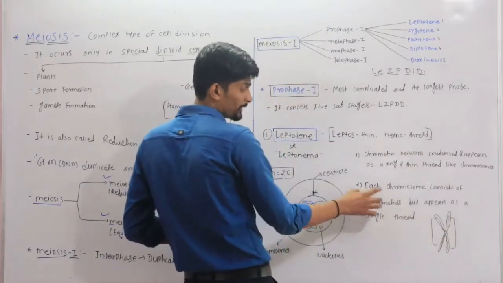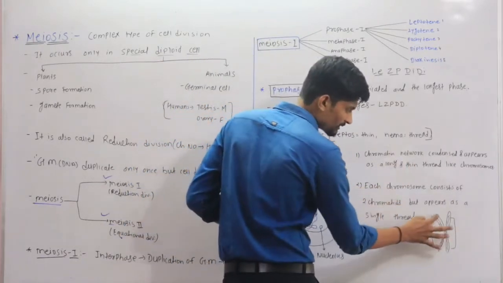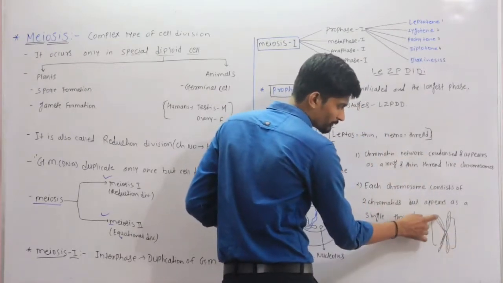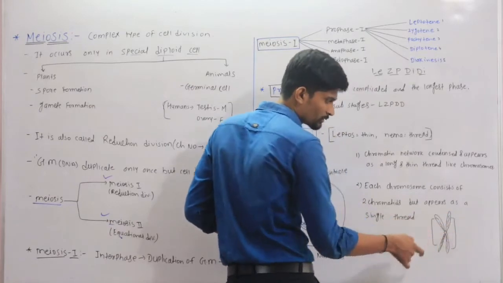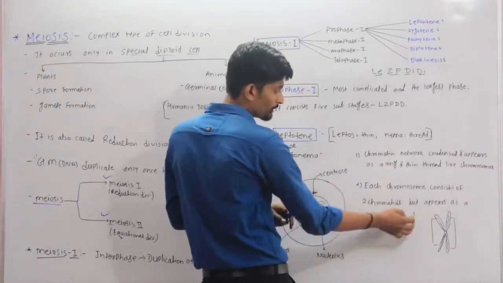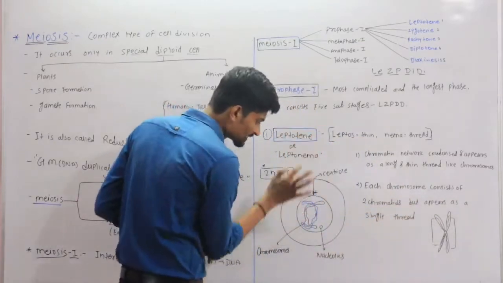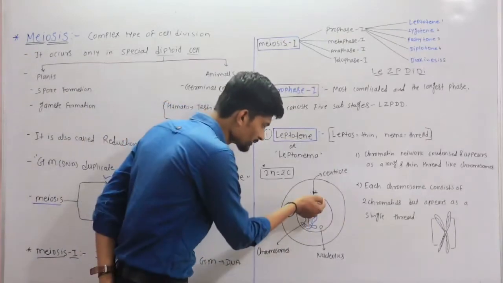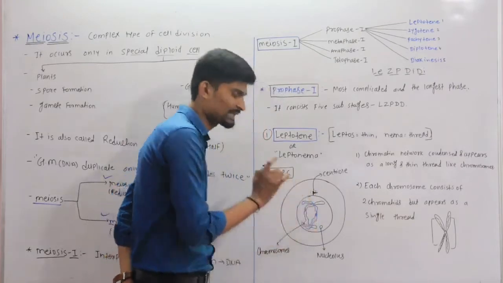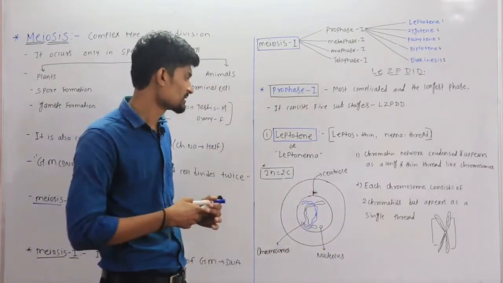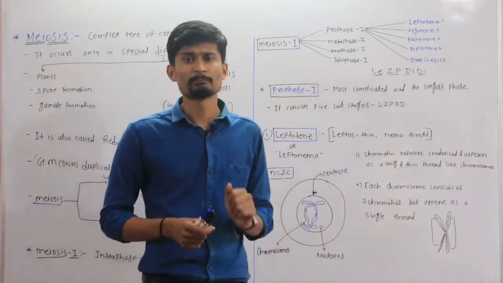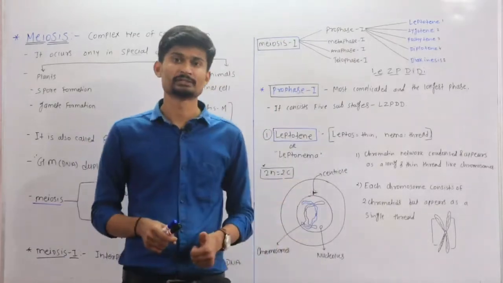So what is the second point? Each chromosome consists of 2 chromatids, meaning 1 and this is the second, not 4. You have to count: this is one complete chromatid and this is one complete chromatid. So that's why 1 and 2. But it appears in leptotene as a single thread. That's why in this diagram I am showing only one single thread in blue and black also. So these are the changes which occur in the leptotene stage. So here we completed the leptotene stage.